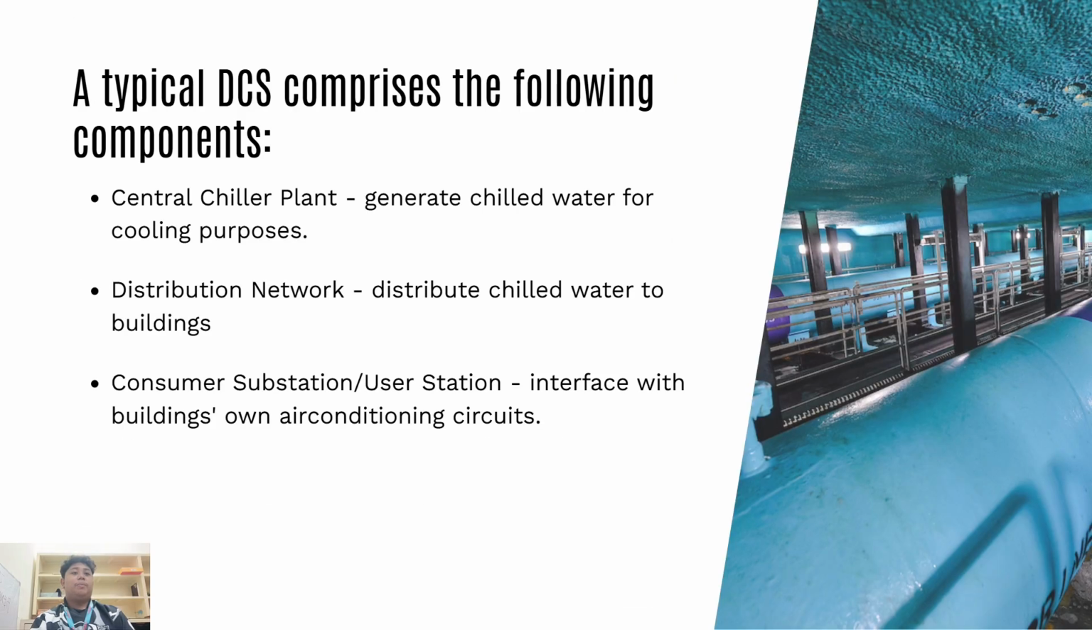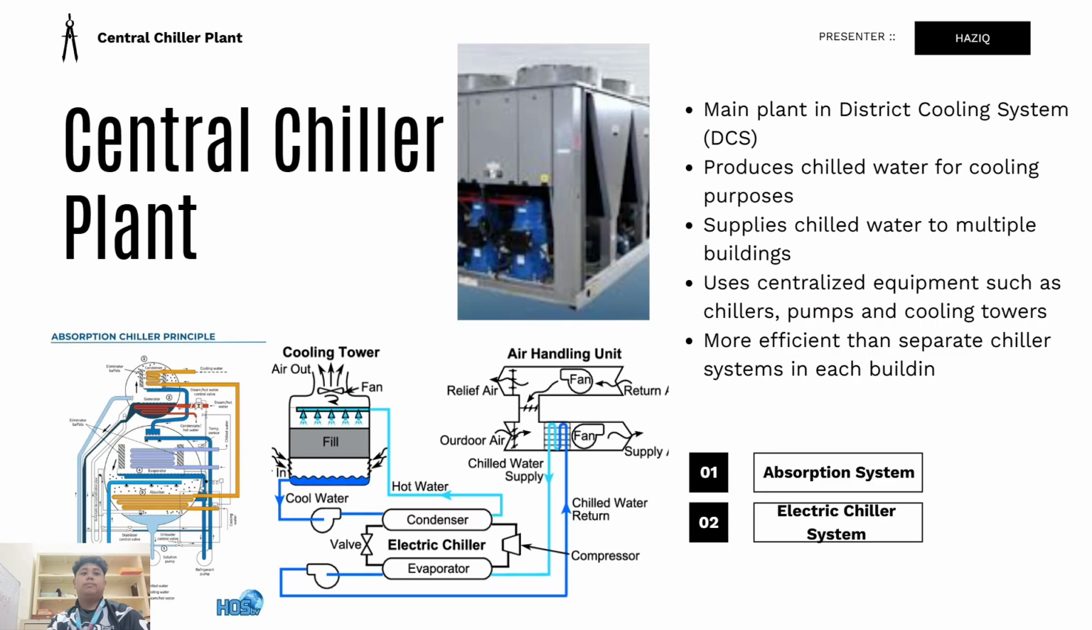Next, a typical DCS comprises the following components. First, the central chiller plant, which generates chilled water for cooling purposes. Next, the distribution network, which distributes chilled water to buildings. And the last one is the consumer substation or user station, which interfaces with the building's own air conditioning circuits.